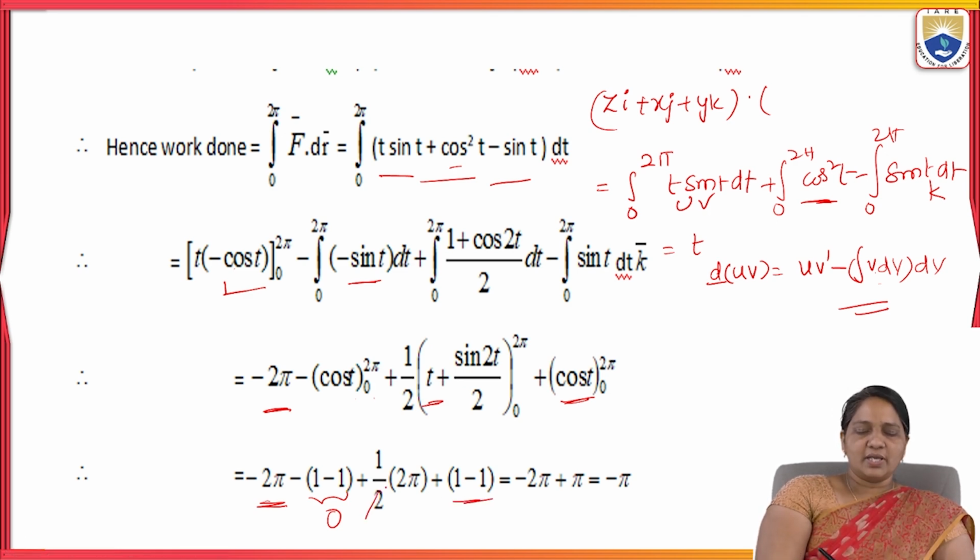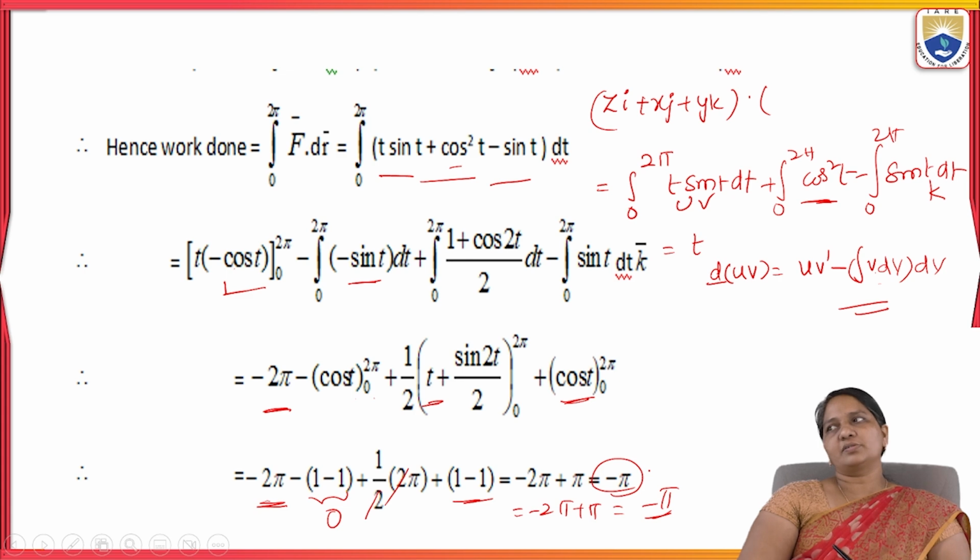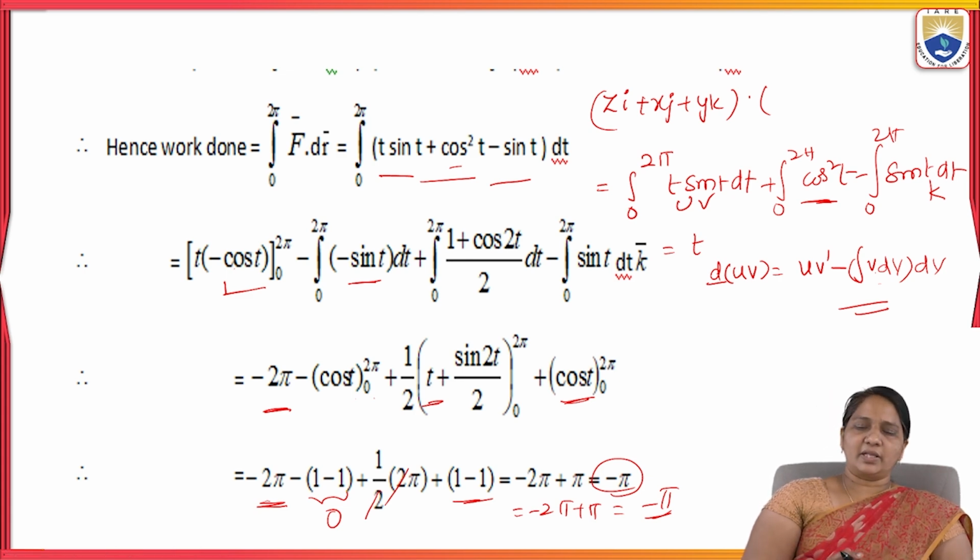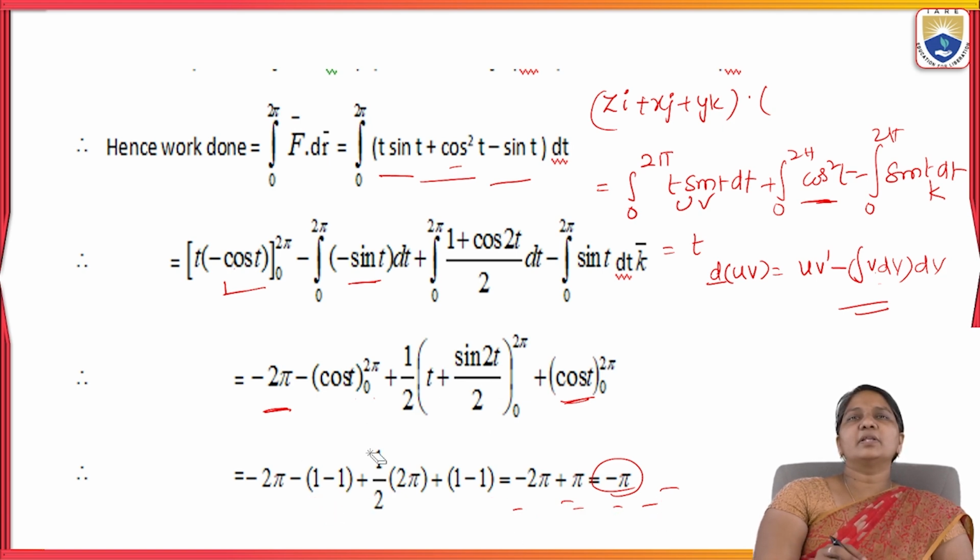So finally these two will be cancelled. So minus 2 pi plus pi, this is finally minus pi. This is the final answer. So this is the way we can calculate the given problem by using the given data. So line integral work done is the main important application for that.